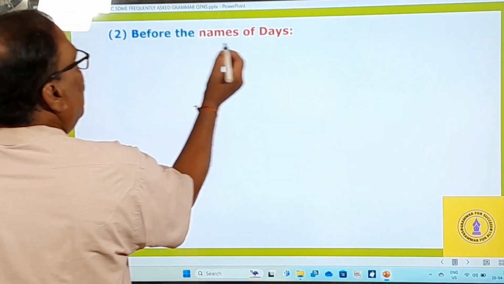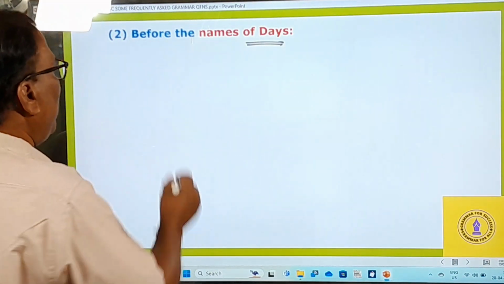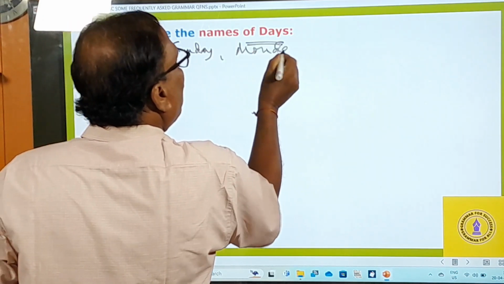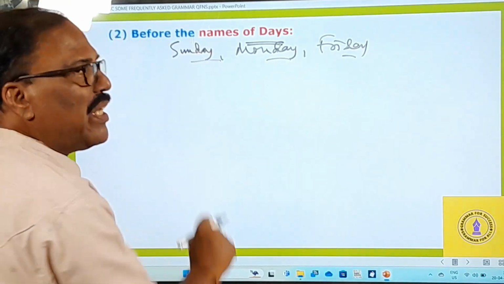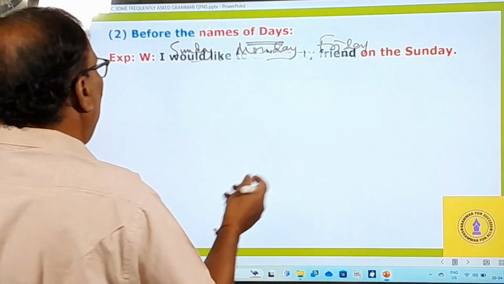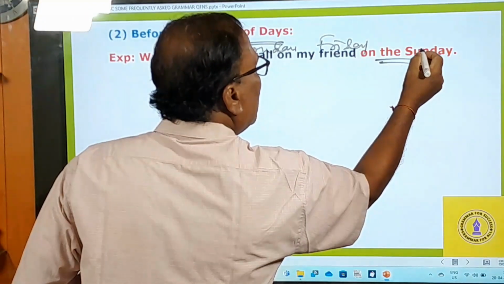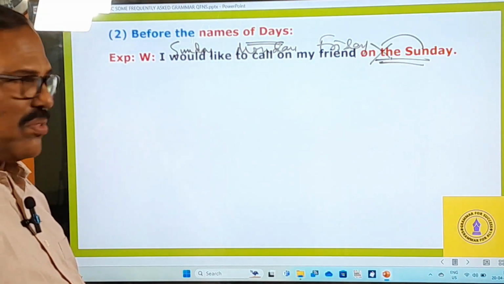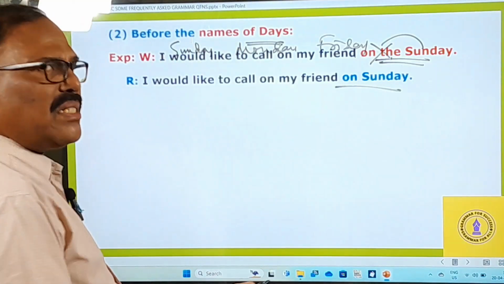The second one is that before the names of days, it's a direct rule. Before the names of days, you know very well: Sunday, Monday, Friday, these are all the names of days. Before them we should not use any article. Very clear rule. And here: I would like to call on my friend on the Sunday. This is the name of the day, so before that you should not use any article. You should not say on the Sunday. Then what should we say? I would like to call on my friend on Sunday. On Sunday itself is enough.